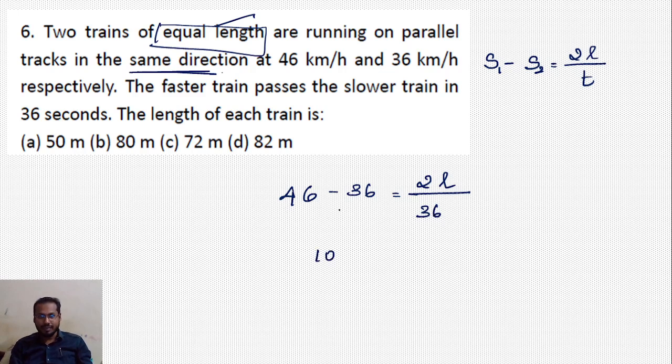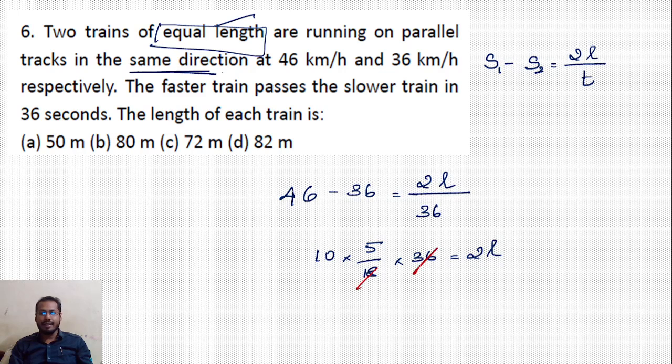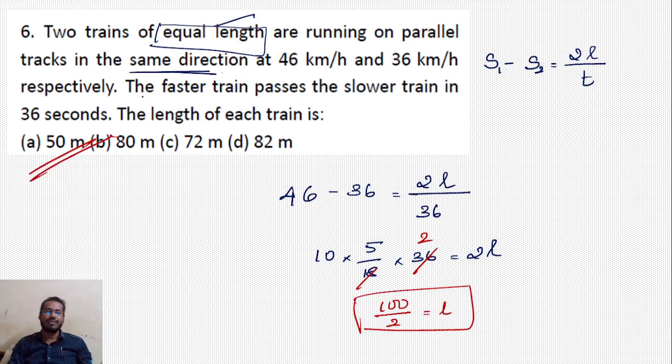So it was 10 kilometer per hour. So I need to write 5 by 18 here. This 36 comes this side, equal to 2L. Just simplify this, you will get the right one. 18 and 36, two times, correct? And then 10 times 50 is 100, 100 over 2 is the L value. That is nothing but 50. 50 meter is the L. Length of each train is 50 meters.